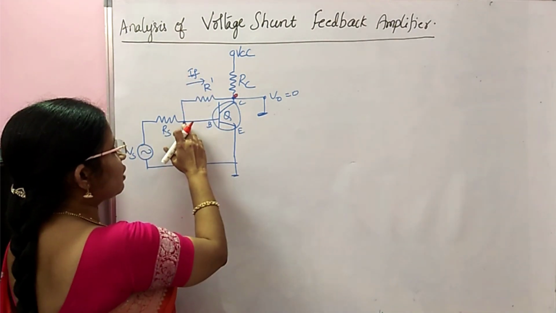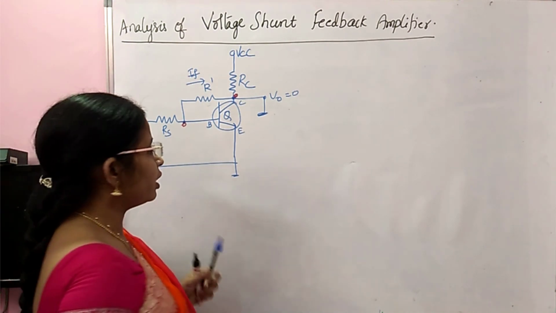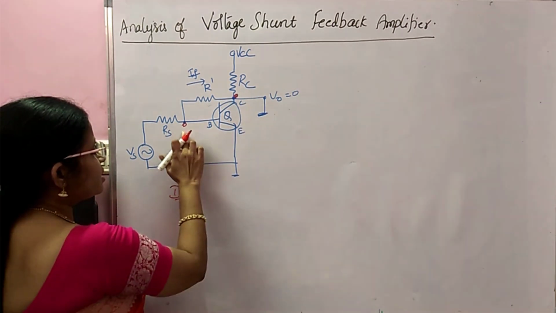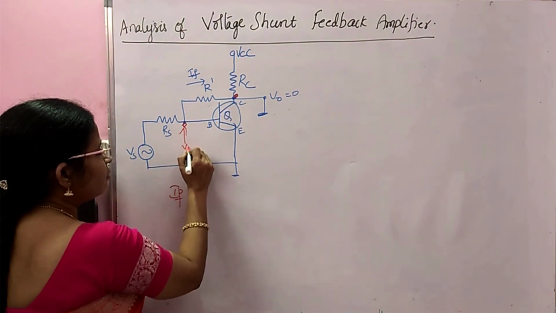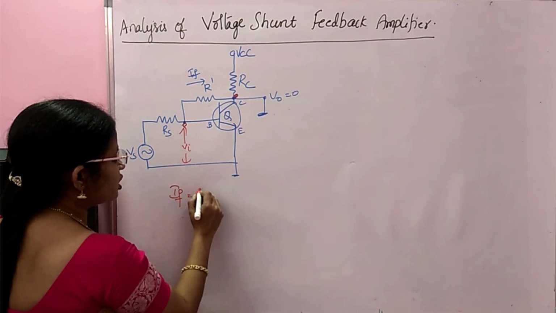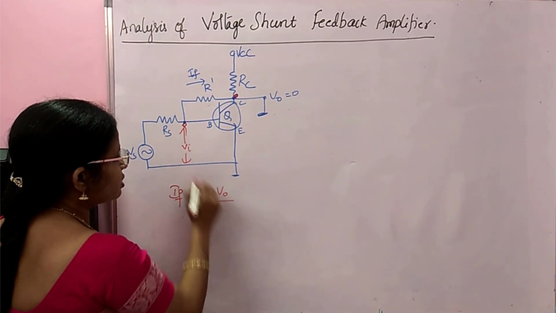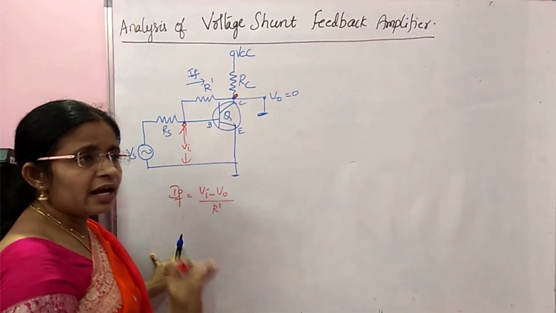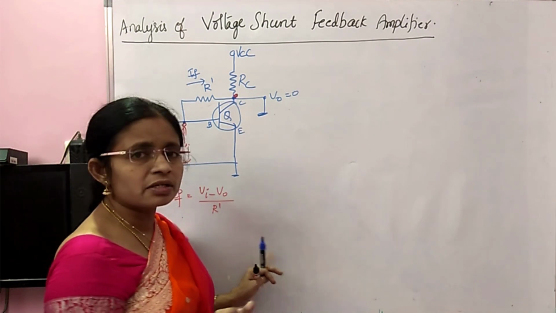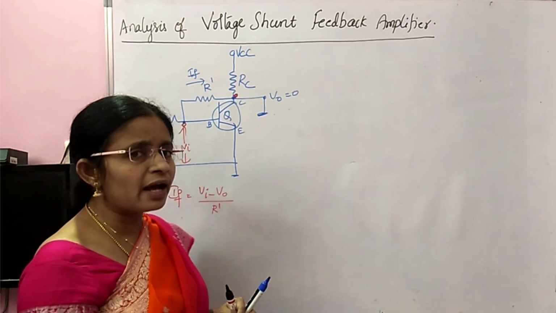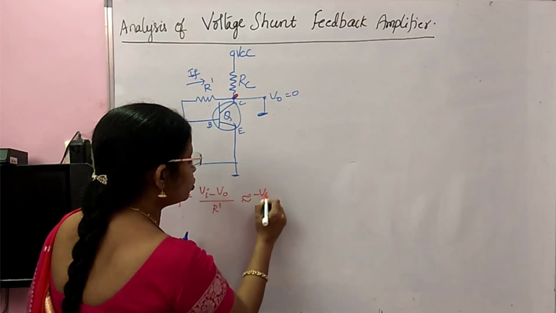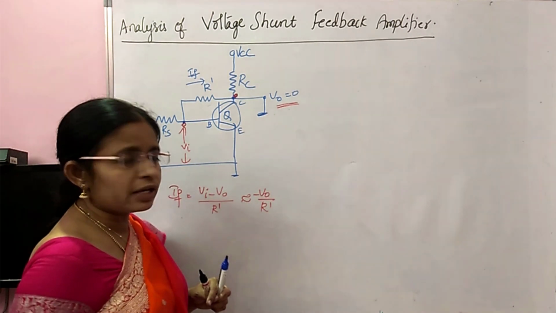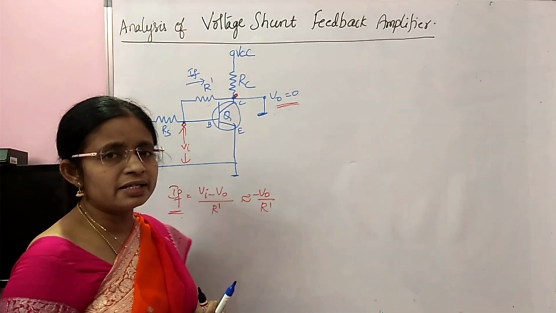This is the node. From this node, assume that a current IF is flowing. So what is IF? Here you have VI, and this is V naught. IF is the potential difference divided by the resistance R dash. VI is very small because it is an amplifier circuit, and V naught is very high. So it is approximately equal to minus V naught by R dash. Now making V naught equal to 0 is making the feedback current equal to 0.